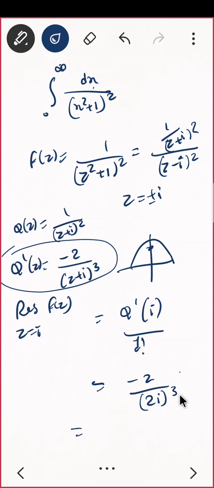this will be i raised to 4, which is 1. So the answer will be minus i upon 4. Is that clear? This is what comes. Just quickly check. So once you are having this, what is the answer?